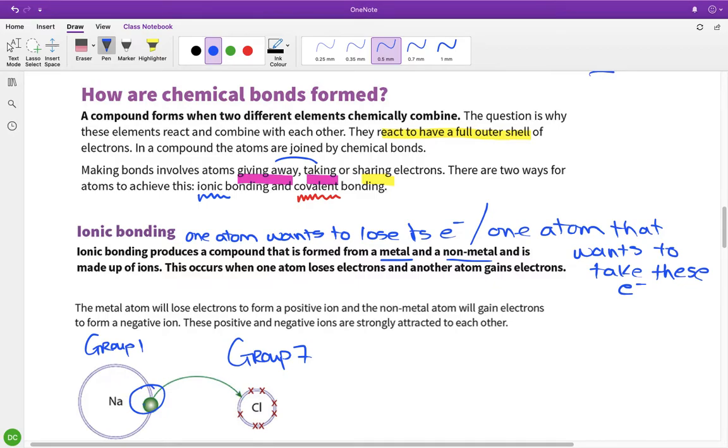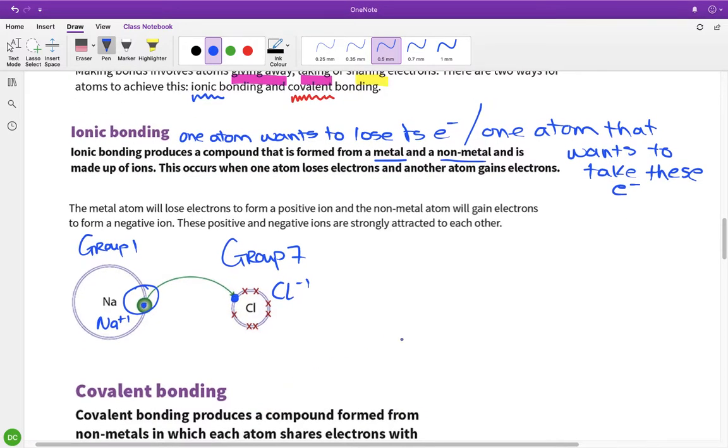And essentially what they do is sodium gives this electron over to chlorine. So it's losing that electron, losing negativity, so it's going to become a sodium plus 1. It's going to give that away. And then chlorine is going to take that and become a Cl minus 1. And then they are bonded together in an ionic bond. Okay, so by giving away the electron and becoming a positive ion, and the chlorine taking the electron and becoming a negative ion, they are bonded in an ionic bond.